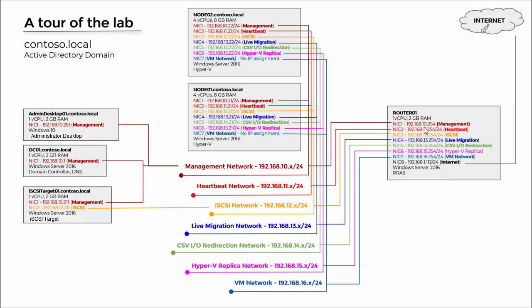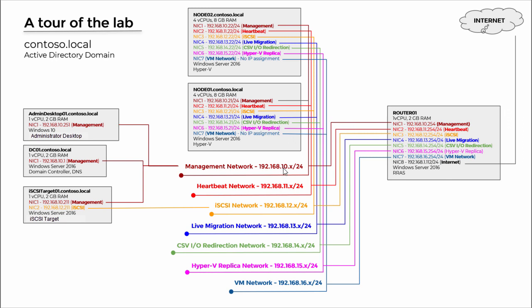And there is a VM called Router01, which acts as a gateway VM for all these networks, such as the management network, heartbeat network, iSCSI network, live migration network, CSV IO Redirection Network, Hyper-V Replica Network, and VM Network. This router VM is installed with the Routing and Remote Access role and the LAN Routing feature enabled. This VM has a total of 8 NICs, each representing a network that we can see in this slide.